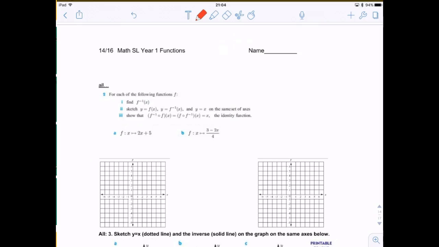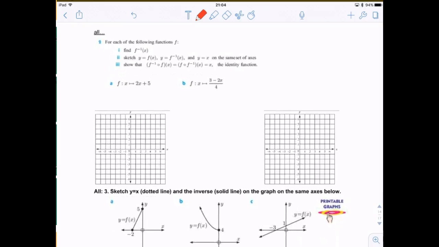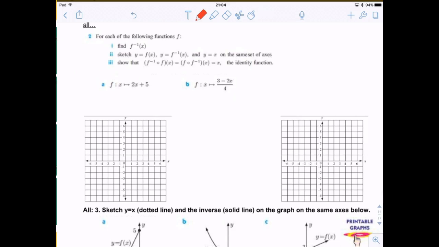Functions, page 14, number 2. For each of the following functions f, find the inverse function, and then sketch the original function and the inverse function and the diagonal line y equals x on the same set of axes.